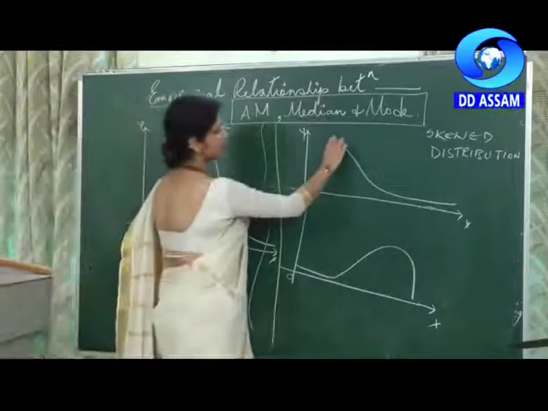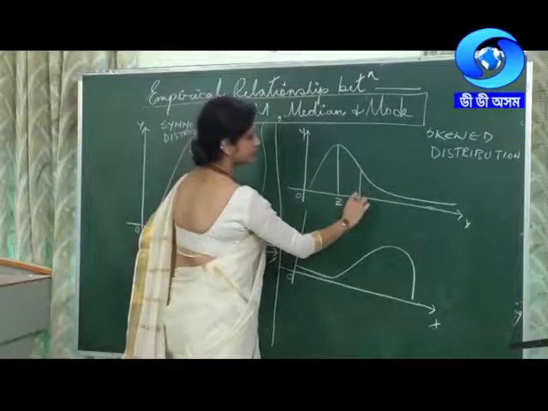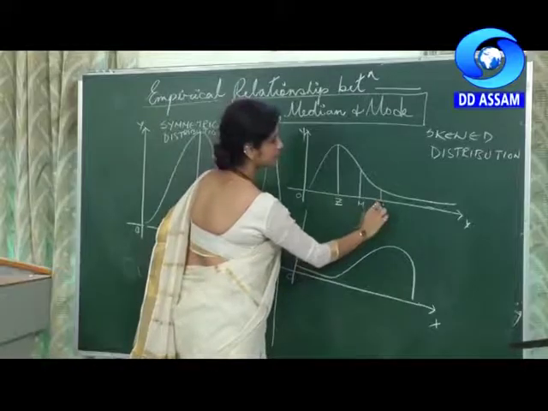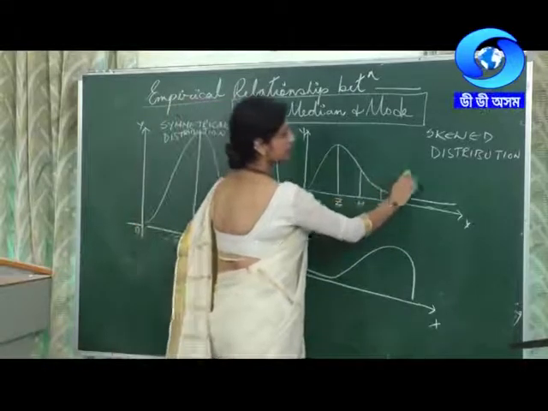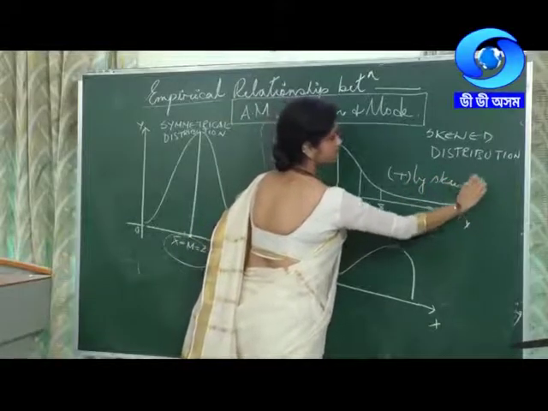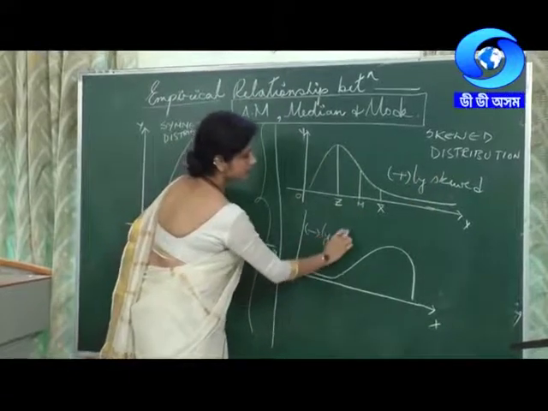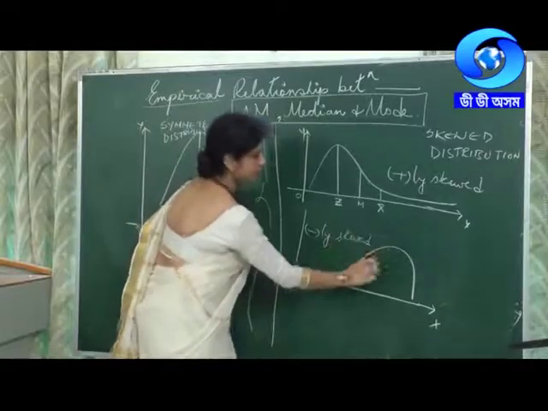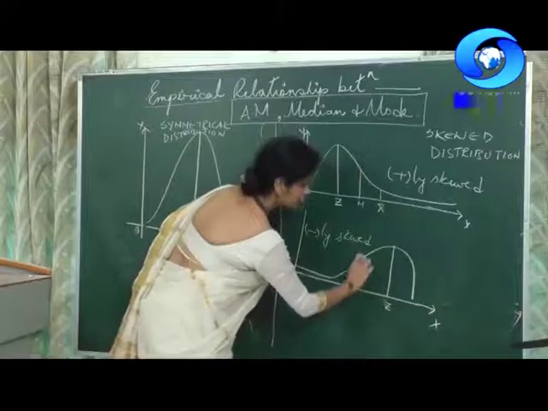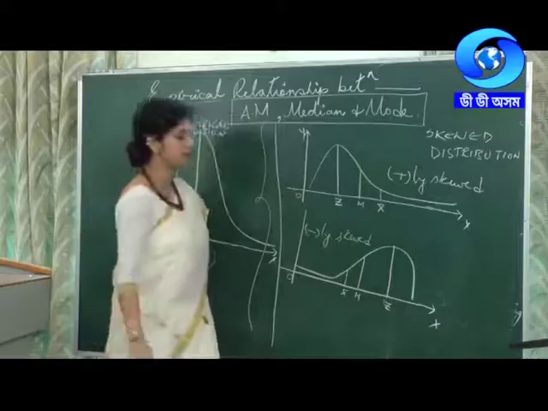Here if you see, this is the mode, then you have median, and here you have arithmetic mean. This is a positively skewed distribution curve. This is a negatively skewed distribution in which here is the value for mode, here you have median, and here you will have the arithmetic mean.